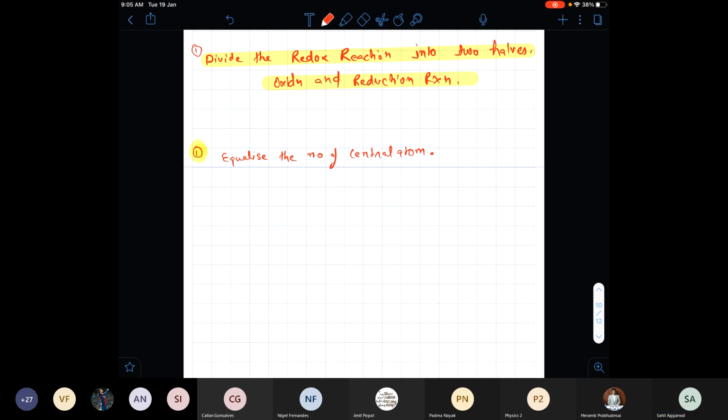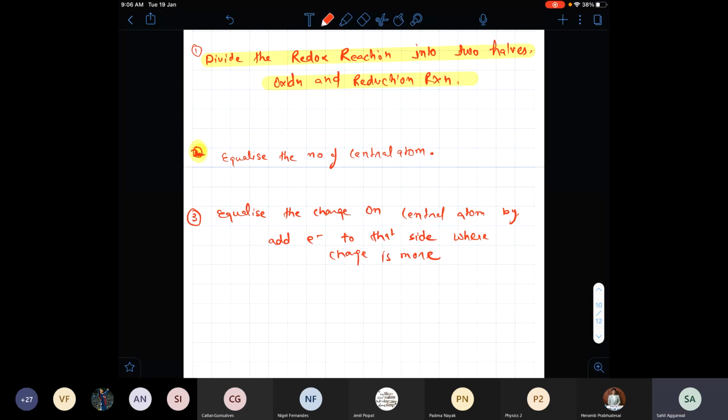First, equalize the charge on the central atom by adding electrons to that side where the charge is more. Any doubt in this?